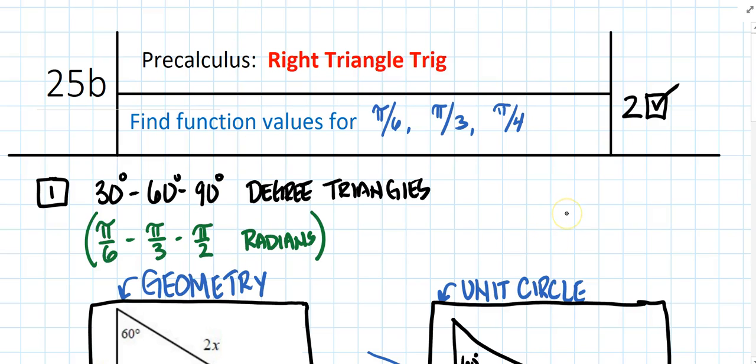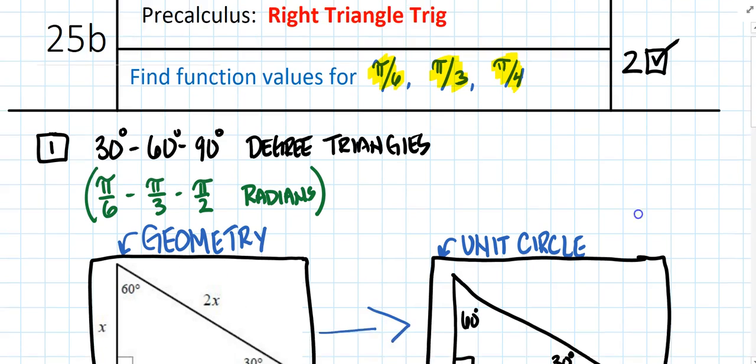Welcome to Precalculus Concept 25B underneath the right triangle trig. We're going to spend some time talking about the function values for pi over 6, pi over 3, and pi over 4. We should be really familiar with pi over 4 as a class. That's nothing more than 45 degrees. Today we're going to get into pi over 3 and pi over 6. These are the three most important angles that we could learn in precalculus.